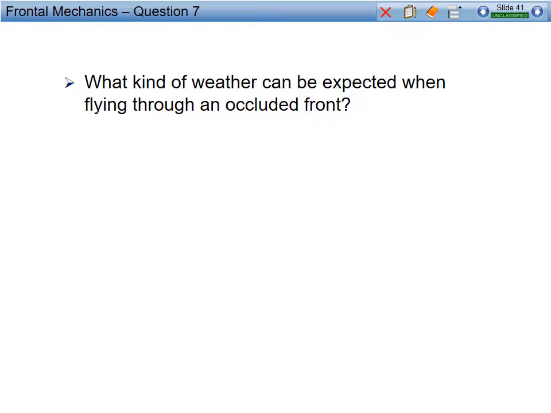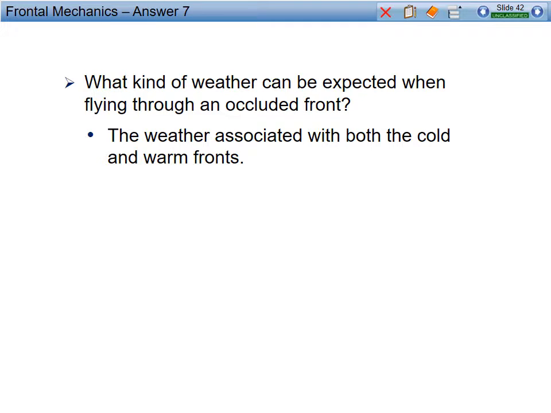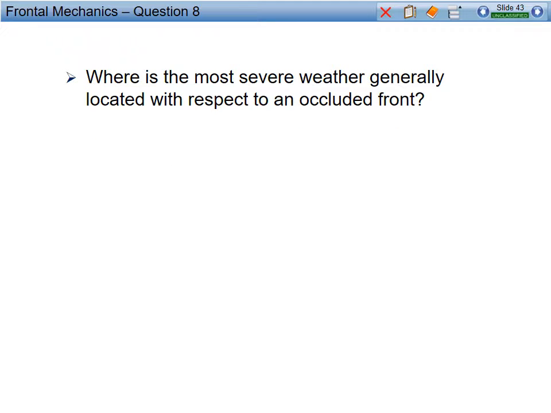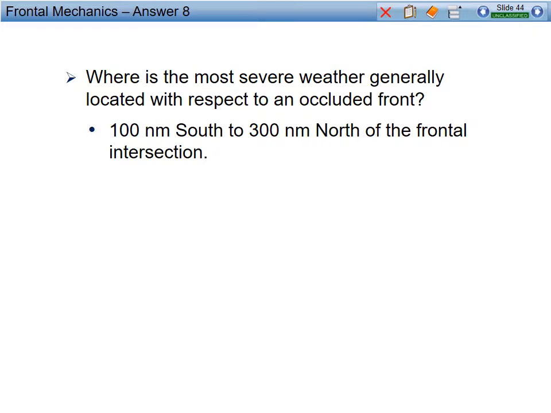What kind of weather can be expected when flying through an occluded front? A combination of the two, weather associated with both cold and warm fronts. The most severe weather generally located with respect to an occluded front occurs 100 nautical miles to the south and 300 nautical miles to the north of the intersection.